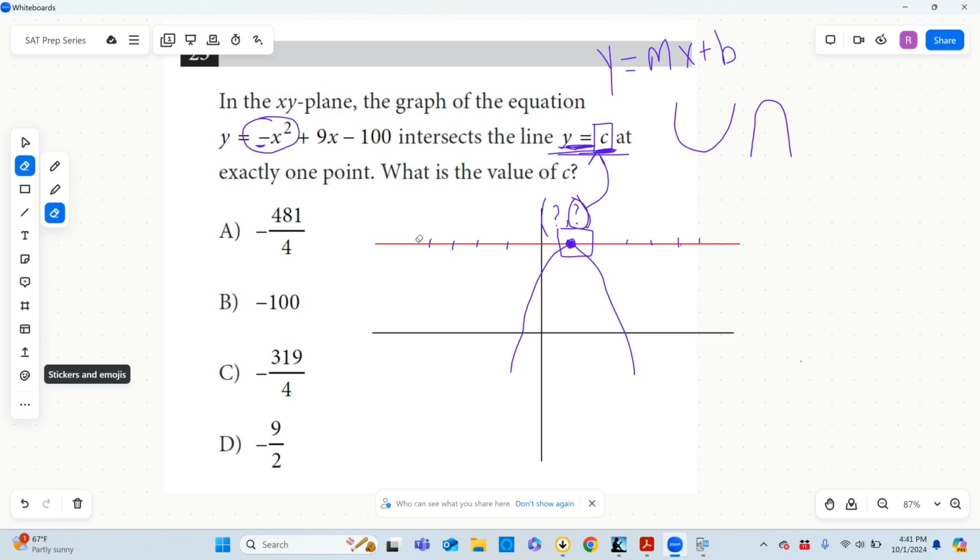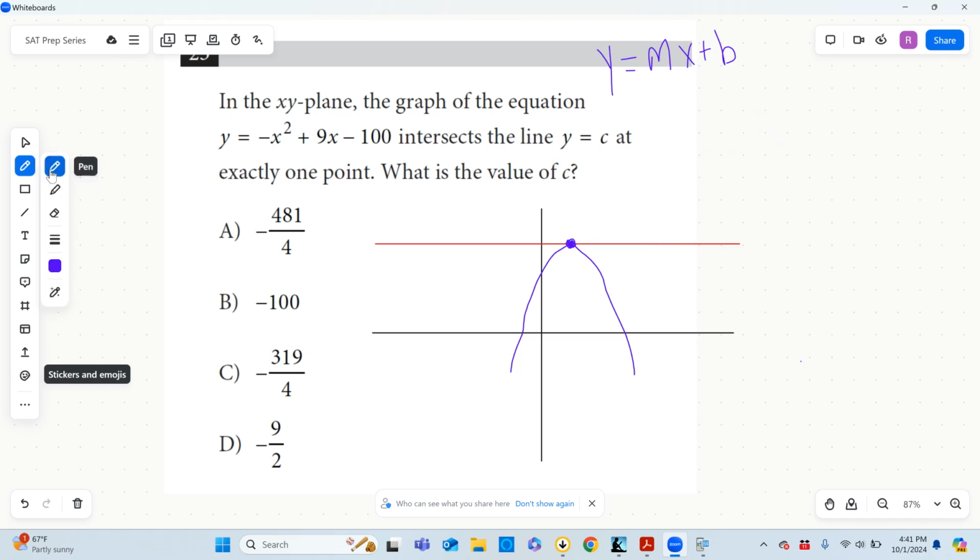So how am I going to find the y value of the vertex? Excuse me while I clean this page up a little bit. Well, to find the y value of the vertex, I could find the x value of the vertex, and I could plug it into the function that I am given. If I know the x value of the vertex and I substitute it into my equation, it should give me the y value of the vertex. Well, how do I find the x value of the vertex?